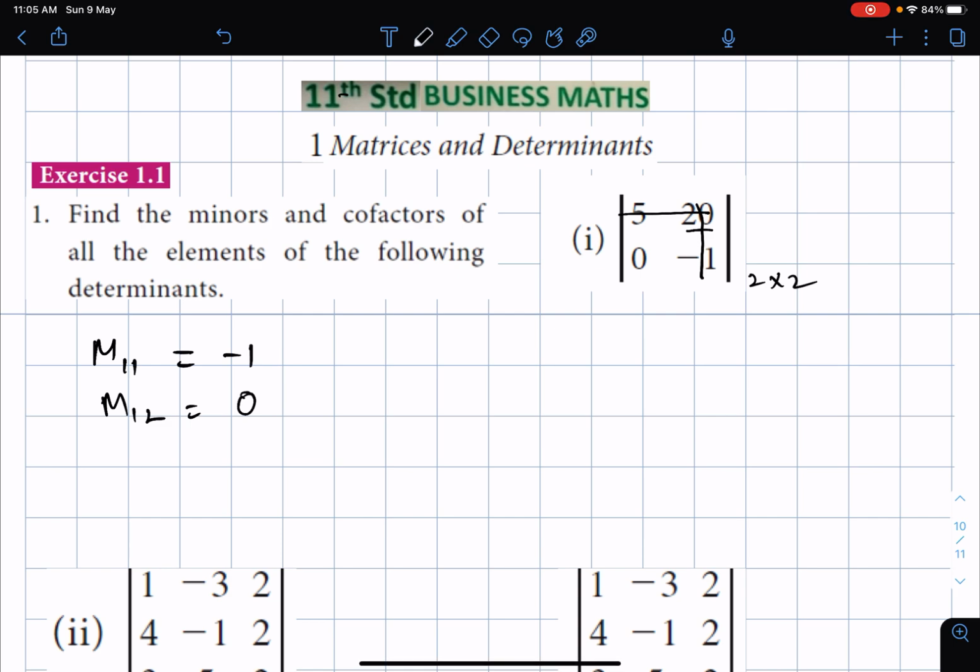Okay, it is 0. Again, taking the second row, first element, it is 0. Cross out the column and row, and this is going to be M21. It is 20. Now coming to the last element in the second row, it is minus 1. Cross out the corresponding column and corresponding row. You get the answer as M22. It is 5. Now we have given the minors.